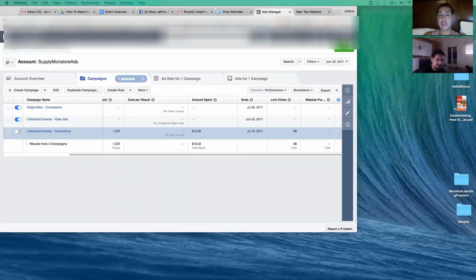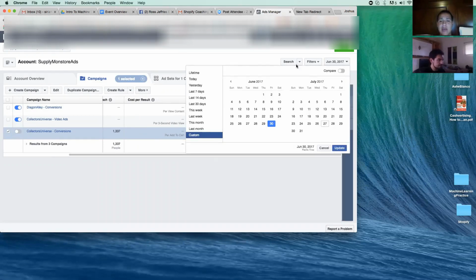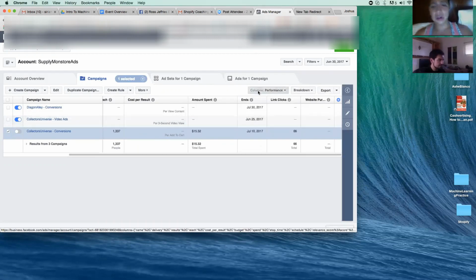So right off the bat, here's what we're going to do. We're going to fast forward this and do June 30th. Let's take a look really quickly. Before you do that, exit out of that and go back to the metrics that we had installed here earlier on.